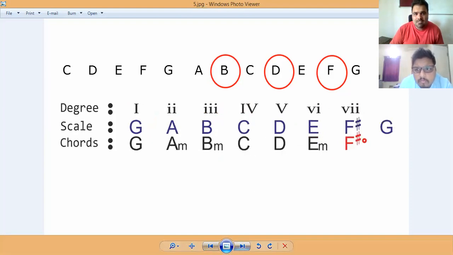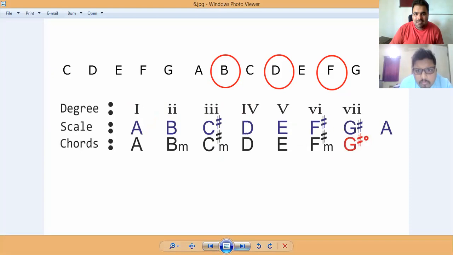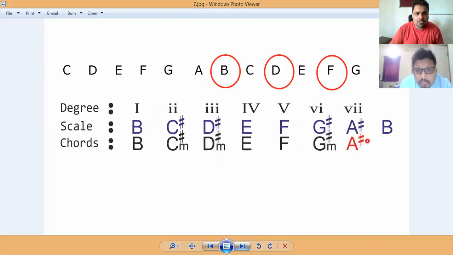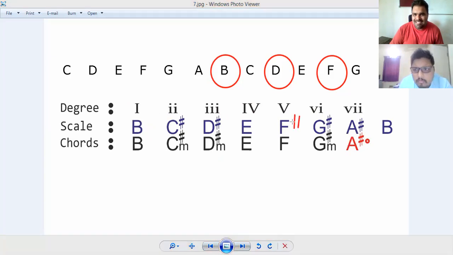That's how it works. Key of G, in the key of A, and in the key of B. Now there's a mistake here in the key of B. The mistake is that we have an F sharp note here. There should have been an F sharp here, so it's a printing mistake.